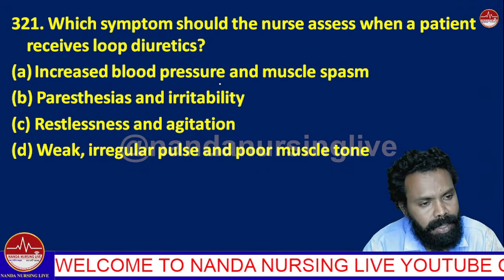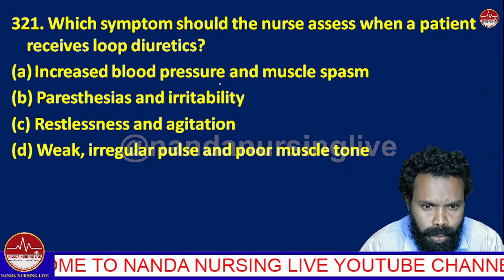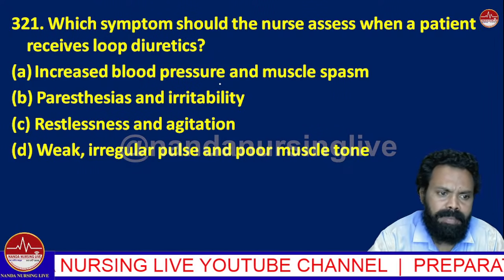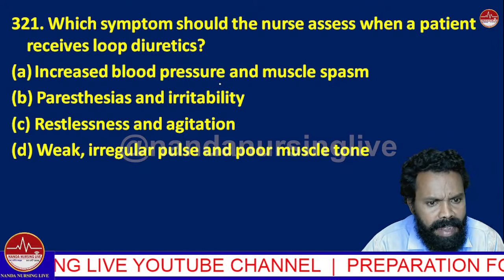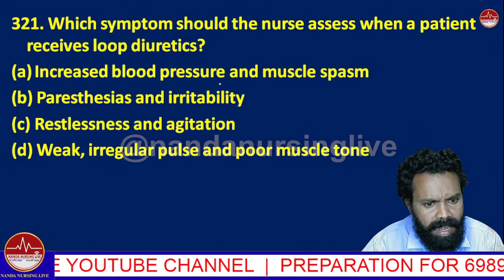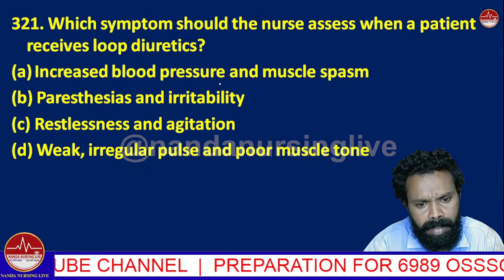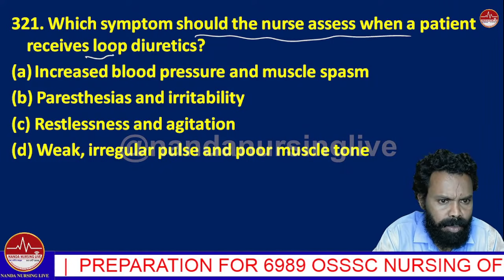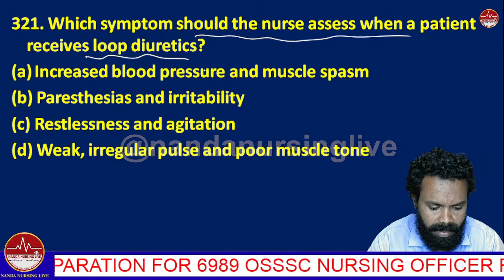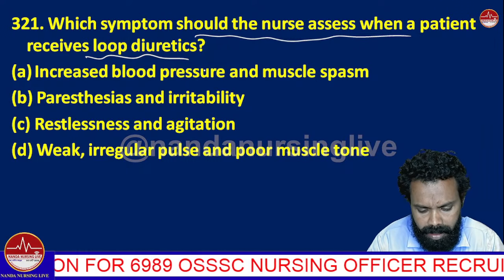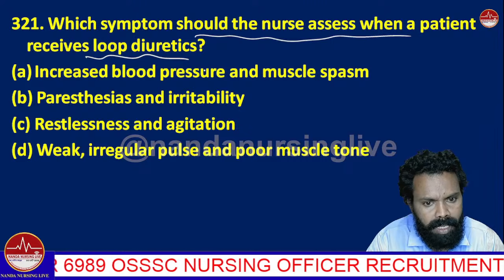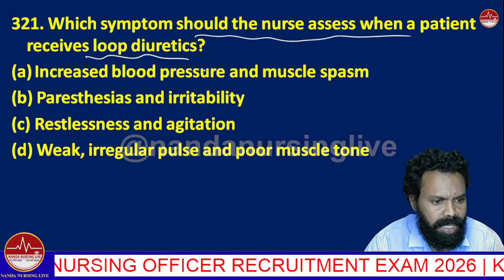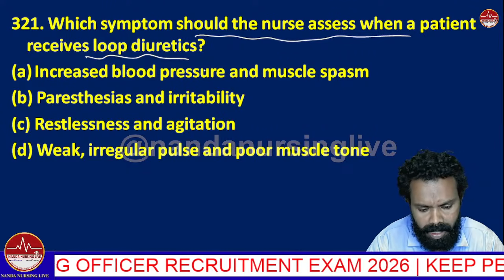Next question number 321. Which symptoms should the nurse assess when a patient receives loop diuretics? Option A is increased blood pressure and muscle spasm. Option B is paresthesia and irritability. Option C is restlessness and agitation. Option D is weak irregular pulse and poor muscle tone. Answer quickly.